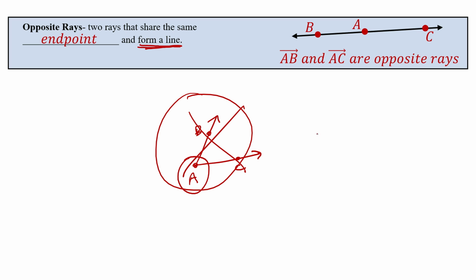Okay, let me give you another one. Let me draw one going this way, and let me draw one going this way. Once again, they look like opposite rays because people think, hey, they're opposite rays because they're going in opposite directions. But that's not true because they don't form a line. These are just two rays going in opposite directions, so they're not considered opposite rays.